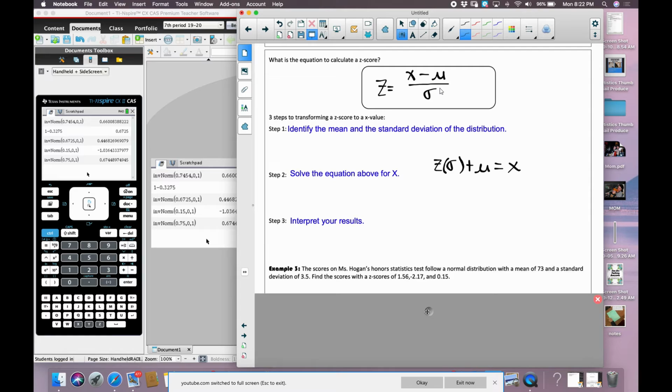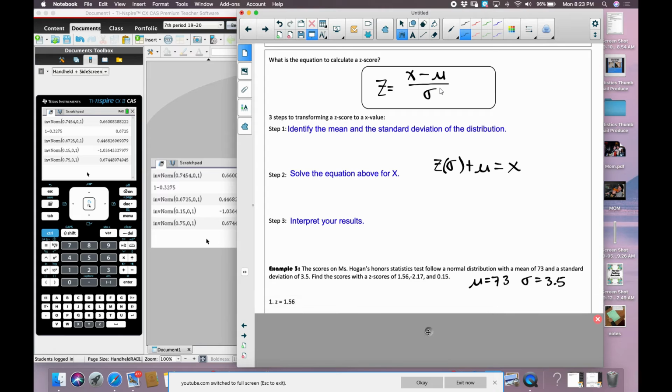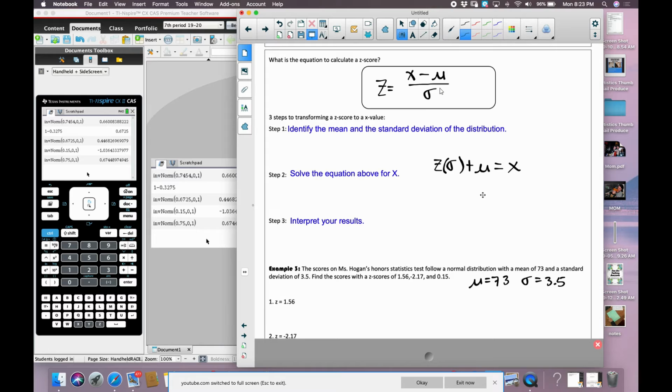The scores on Ms. Hogan's honor statistics test follow a normal distribution with a mean of 73 and a standard deviation of 3.5. Find the scores with z-scores of 1.56, negative 2.17, and 0.15. So we're going to use this equation right here, which is a form of the z-score equation. So 1.56, times standard deviation, 3.5, plus the mean, will give me x for this particular z-score of 1.56.